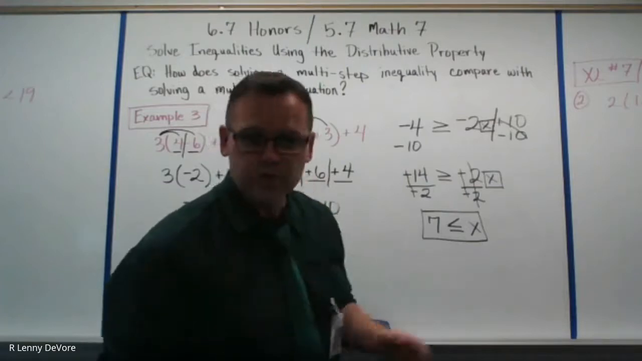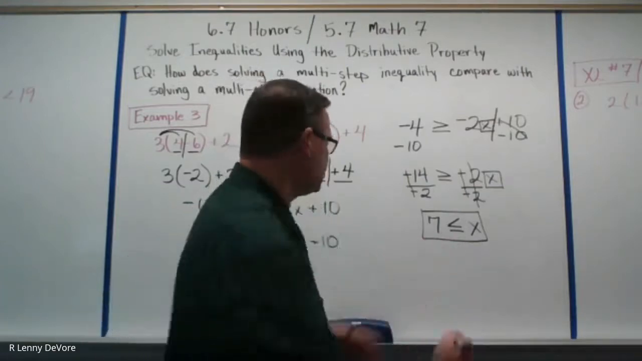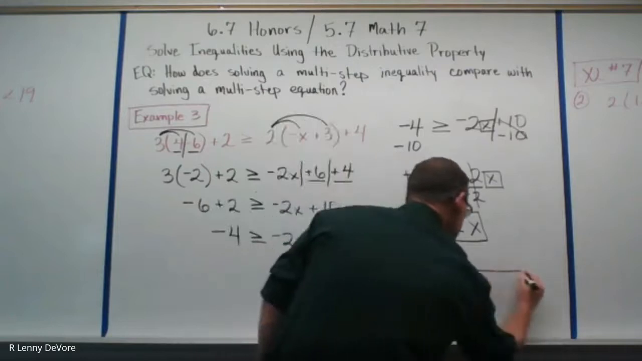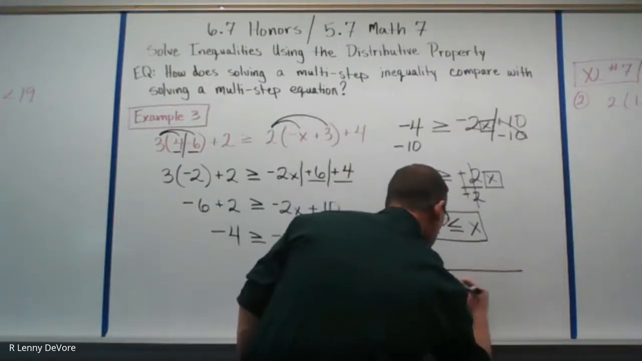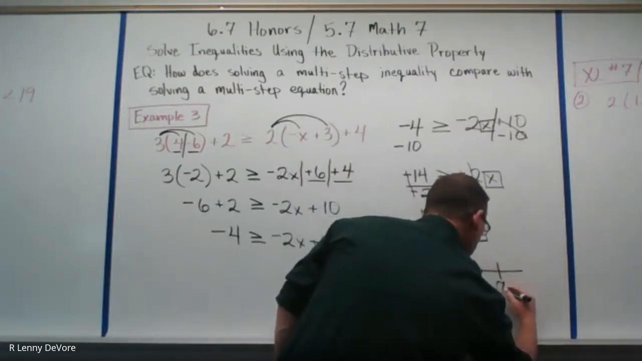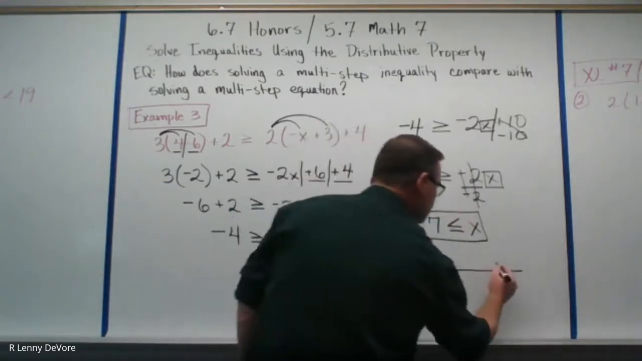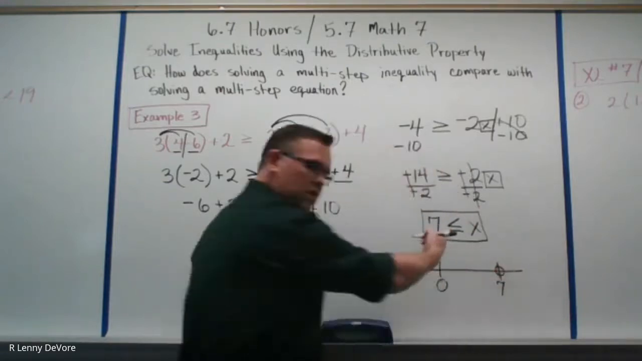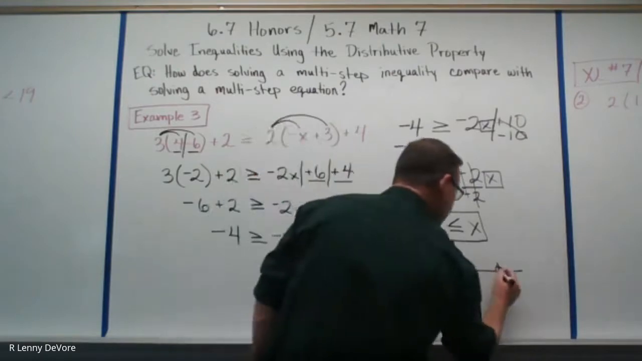Now, in order to go through and actually graph this, I put 0 down, and I put 7. 7 is on this side of 0. I'm going to put a circle here. Can it be equal to? Yes, it can. So I fill this in.